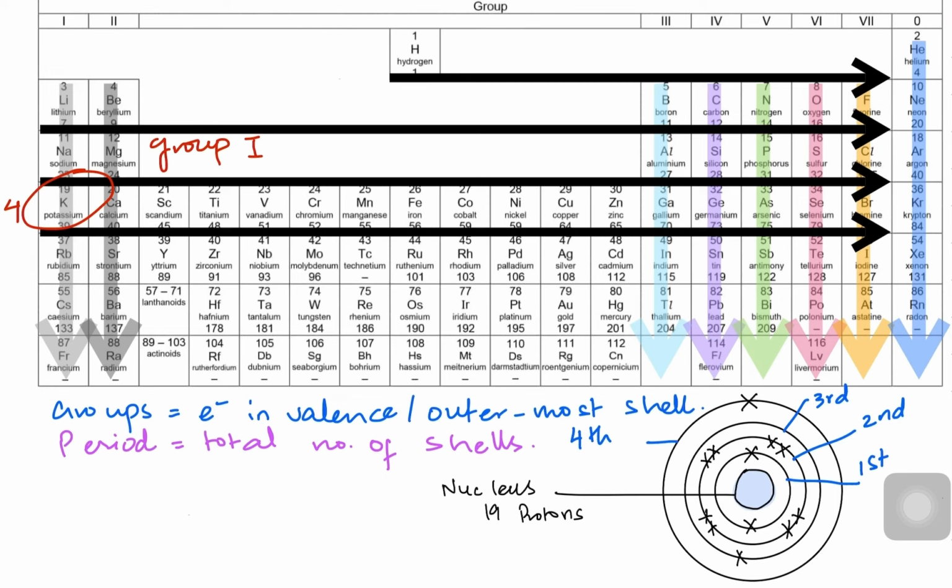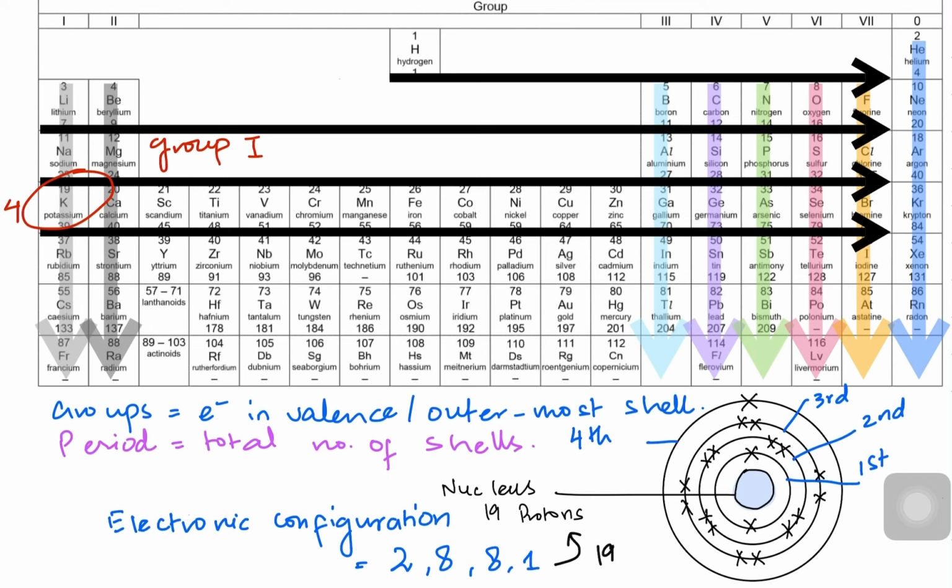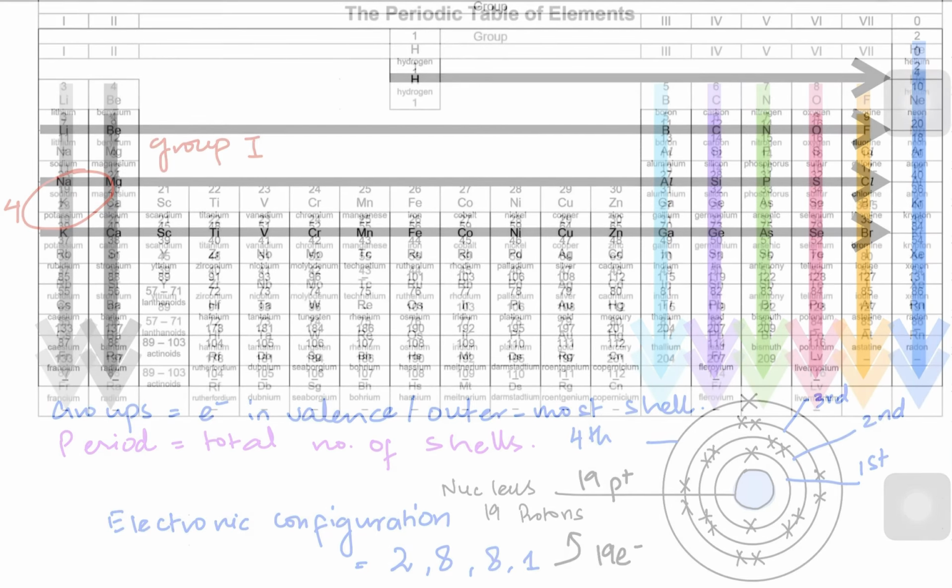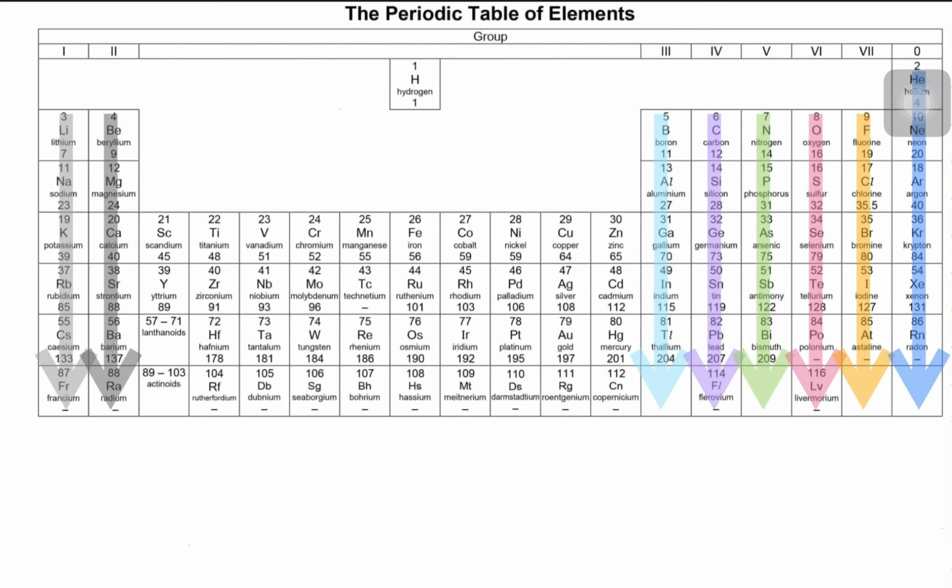2 electrons in the first shell, 8 electrons in the second shell, then again 8 electrons in the third shell, and the fourth shell has 1 electron because group number 1. When you try to write the electronic configuration, you will have 4 numbers, one number for each shell's electrons: 2, 8, 8, 1. This is the configuration of the potassium atom. And when you total it, it has 19 electrons, which is also equal to 19 protons. Remember, atoms have equal protons and electrons.